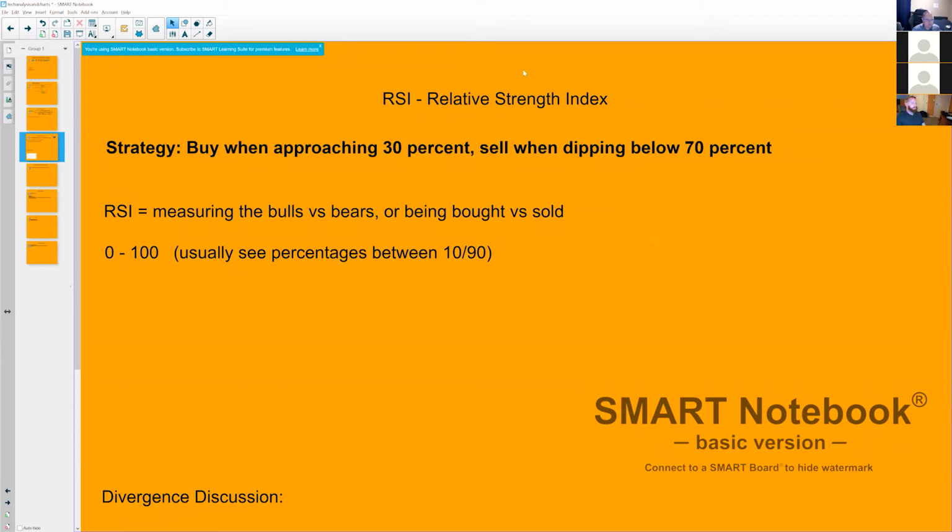This is an indicator that's similar to an oscillator. You'll see it go up and down. That is a horrible color. I don't know why I chose that. But you'll see it looks something like this. Okay. What does RSI do? It measures the bulls versus the bears, being bought versus sold. So it does actually analyze some volume. Okay. With Thinkorswim, basically every broker has this.